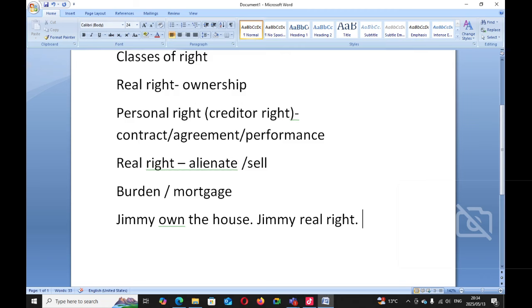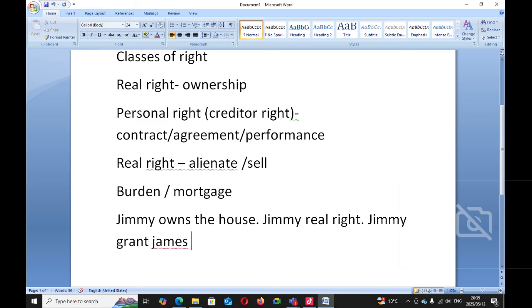Okay? Let's go forward now. It means that Jimmy, because he owns the house, has the real right. Now, if Jimmy grants James a right of way and it is registered, it means that the real right Jimmy has now has another right registered in the same title deed. Therefore, Jimmy will have to share his real right with another person.